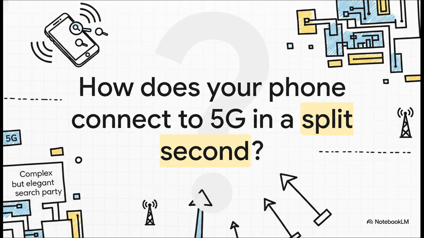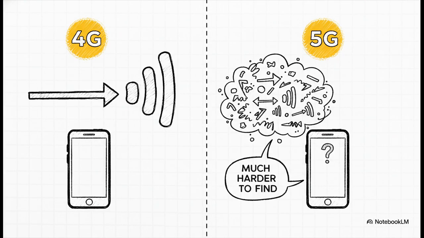Well, it all kicks off the second you power on your device, with what is basically a very sophisticated, very elegant search party. Okay, so the very first thing your phone needs to do is find a really specific signal. It's called a sync signal that it can lock onto. But here's the catch. Finding that signal in the world of 5G is a whole lot harder than it ever was with 4G.